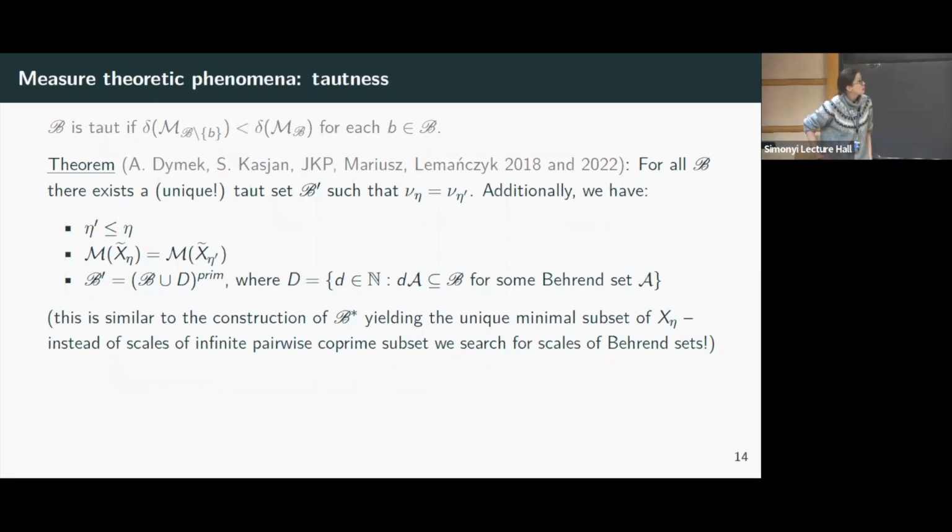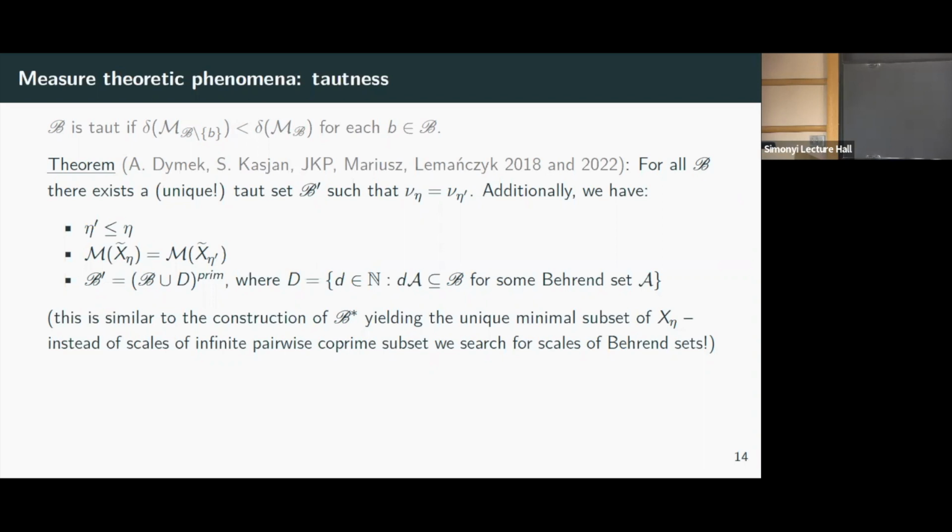Okay, so I mentioned tautness when I was speaking about number theoretic roots of this subject. So let me convince you now that it's also an important notion from the dynamics point of view. And this goes to Joanna's question at the end of the slide. All right, so if I have a set B, whatever set B I want, there exists a unique taut set B prime such that the Mirsky measures coincide, and we have some more properties.